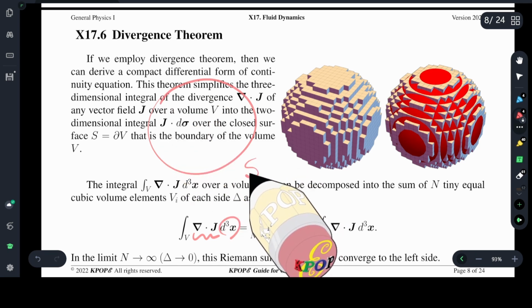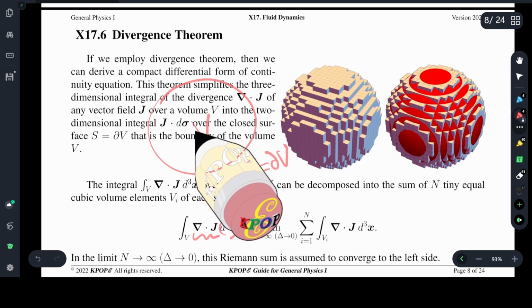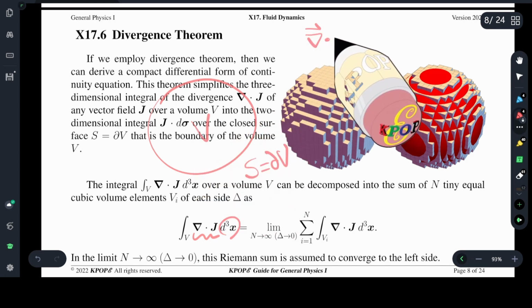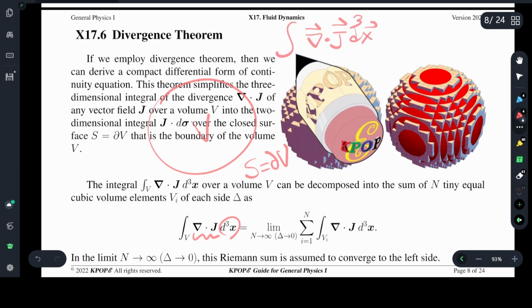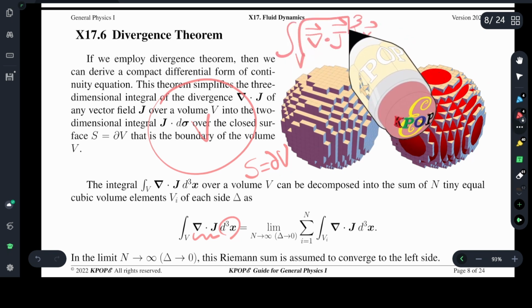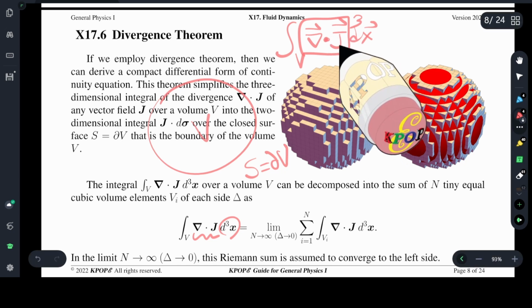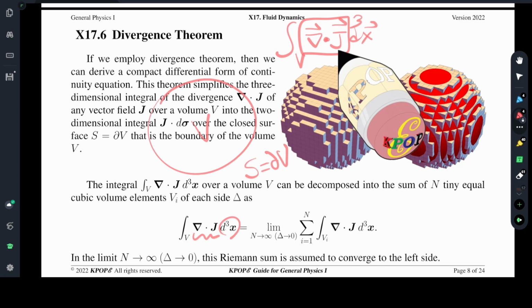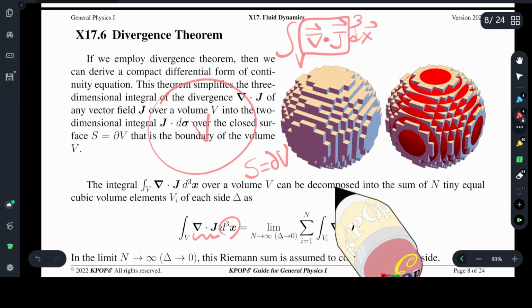So we have a surface that is closed, that is the boundary of a volume, and we are interested in evaluating the volume integral over this volume. Volume integral of what? Divergence of any vector field. Right now we are interested in the current density, J, whatever. It's okay. So I'd like to integrate over the volume.